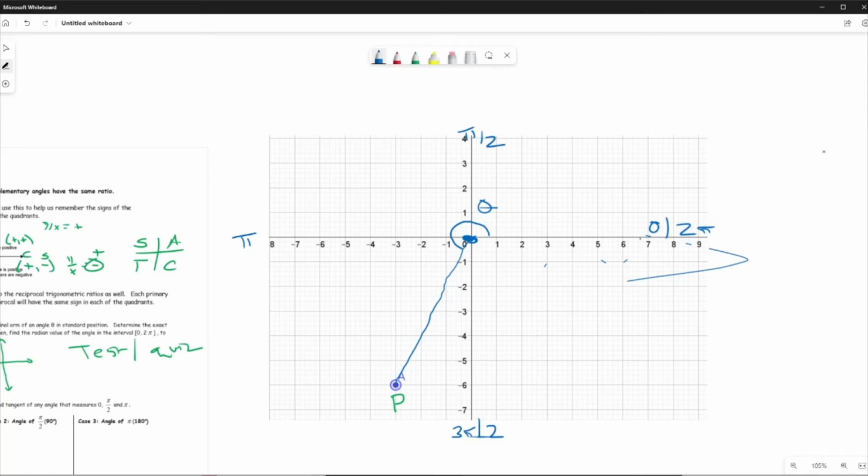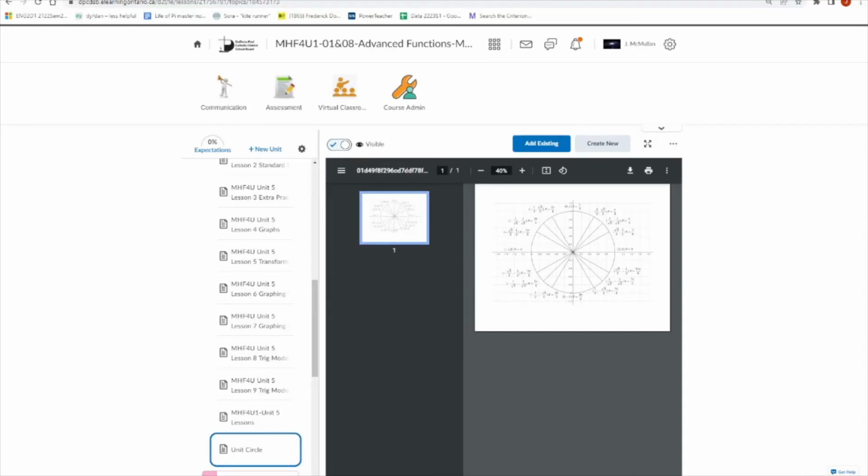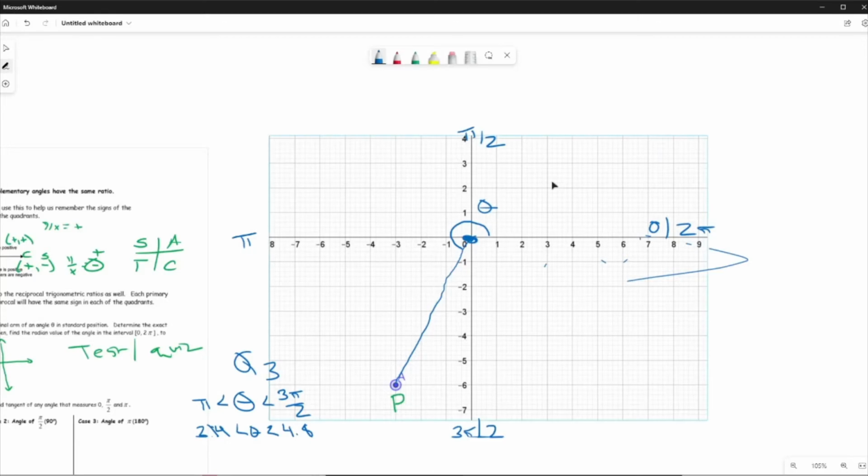You can tell our point is in quadrant 3. Our angle is, sorry, let's write this out properly. Our angle is somewhere between pi and 3 pi over 2. Now, roughly speaking, pi is 3.14, and 3 pi over 2 is like 4.8. Let me get the exact number. Let's just do 3 pi over 2. Excuse me, 4.71. Okay, so I just think it's useful to try to get these rough values in your mind, right?